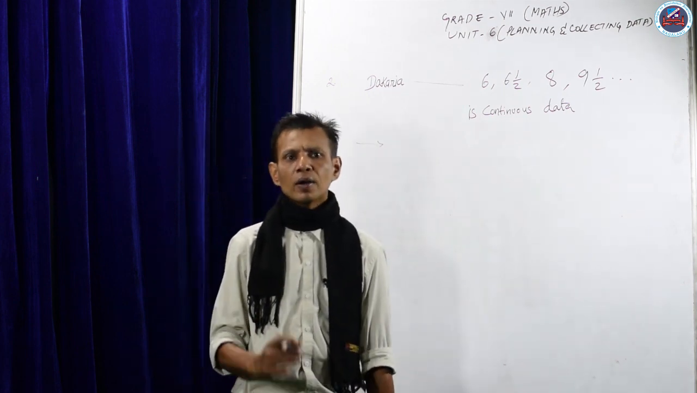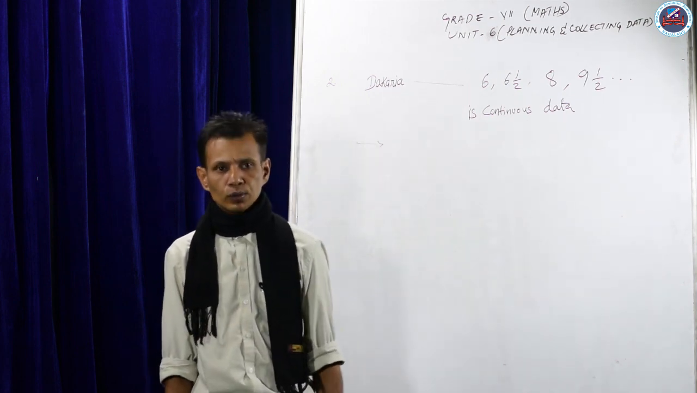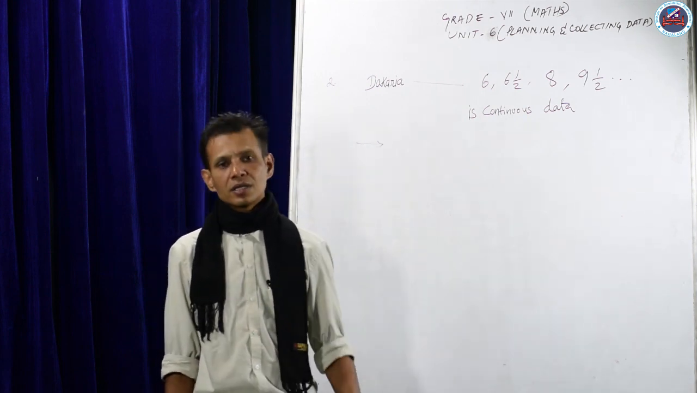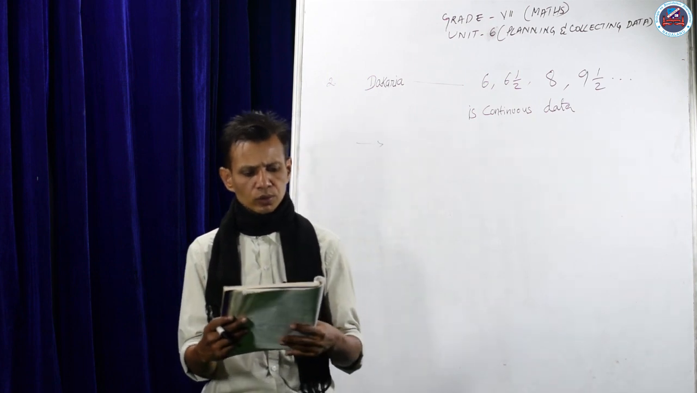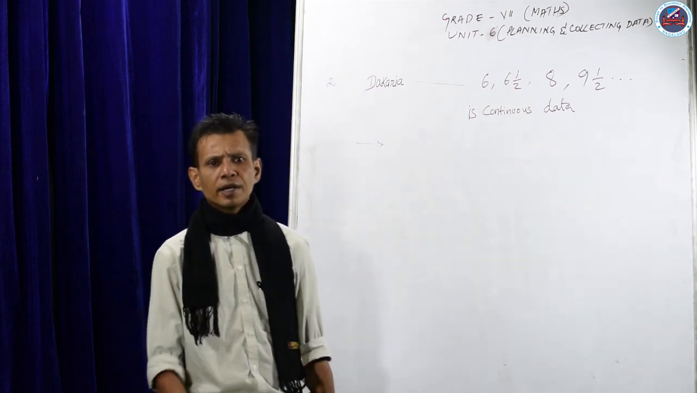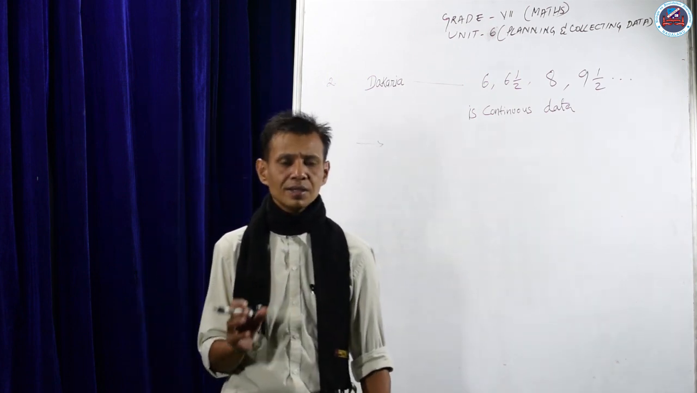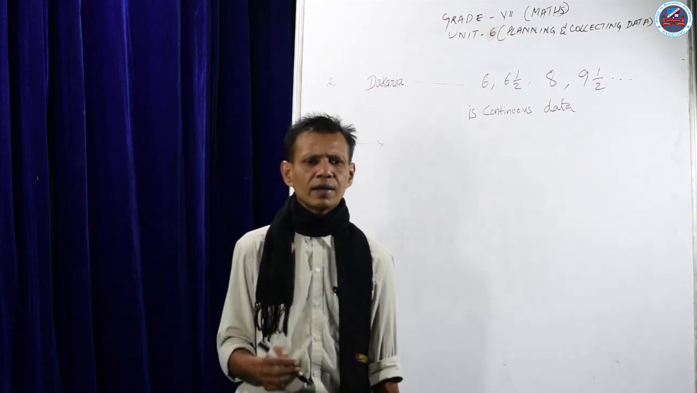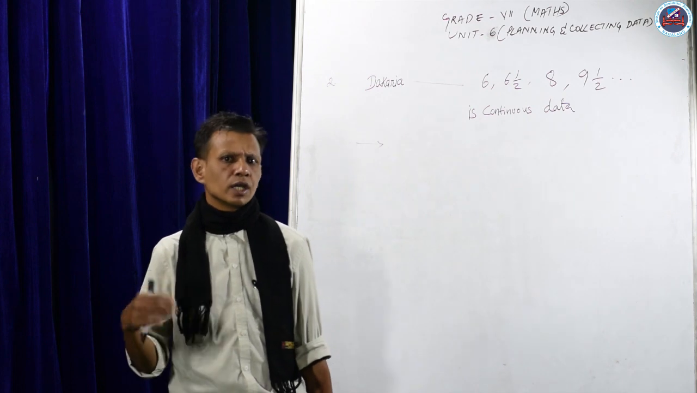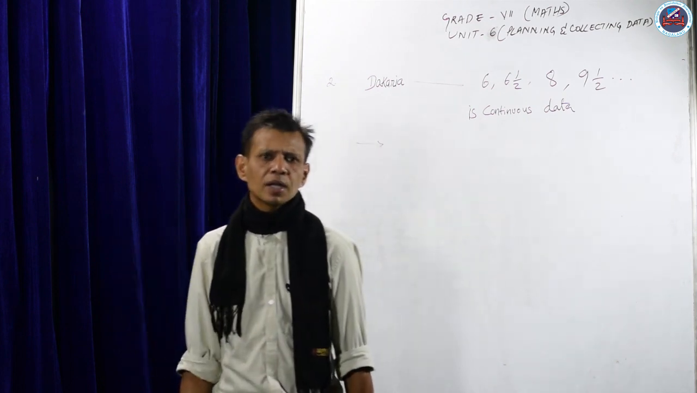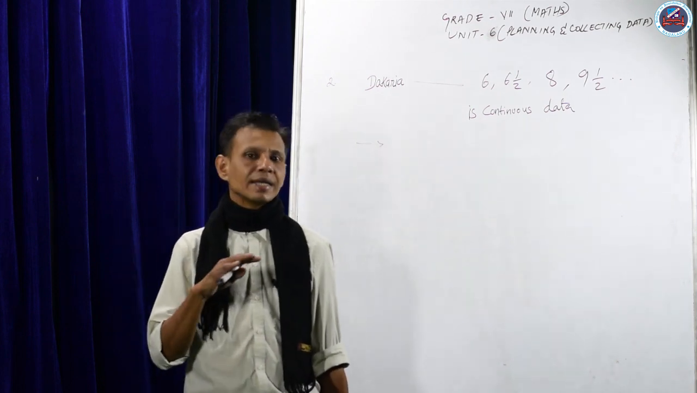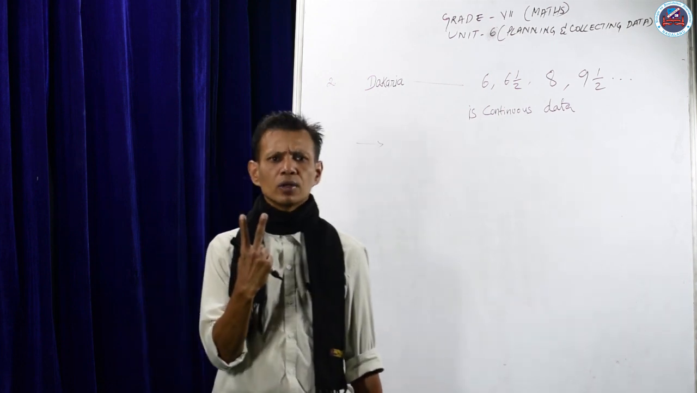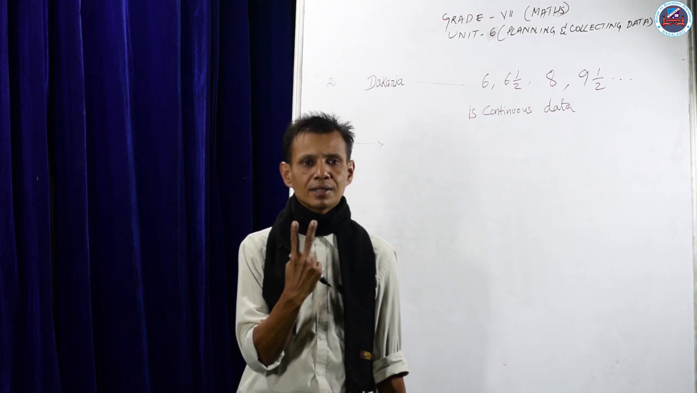Okay, so now I'm going to step into 6.2. You can find it on page number 65. In 6.2, the main thing we are going to deal with is types of data. Usually we have two types of data, including numbers: one is discrete data and one is continuous data. These two are the concepts you have to make clear.